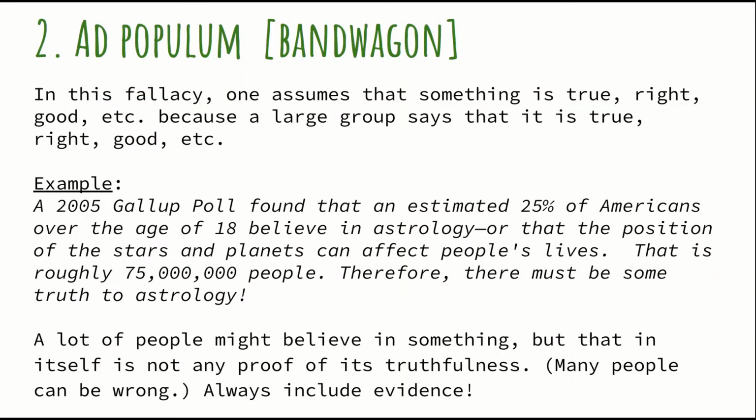Number 2 we'll be talking about is ad populum, and that Latin phrase is often translated as bandwagon. In this fallacy, one assumes that something is true or right or good, etc. You defend it because a large group of people says it is true or right or good or worth defending. Example, in a 2000 Gallup poll, they found an estimated 25% of Americans over the age of 18 believe in astrology, or that the position of the stars and planets can affect people's lives. That is roughly 75 million people, therefore there must be some truth to astrology.